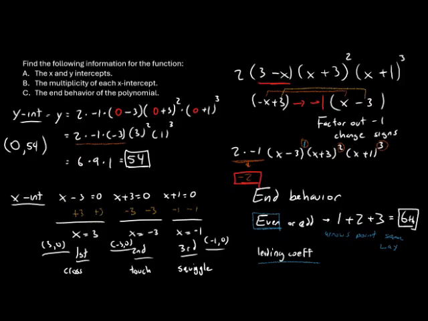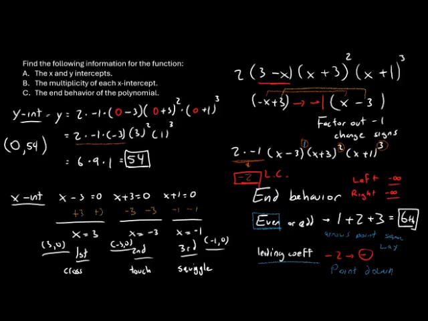We factored out a negative 1 earlier, and that gave us a leading coefficient of negative 2. Since our leading coefficient was negative 2, we can say the leading coefficient for this polynomial is negative. And if your leading coefficient is negative while you are even, this means both of your end behavior arrows will point downward, not upward. So we can say on the left we go toward negative infinity, and on the right we will also go toward negative infinity.